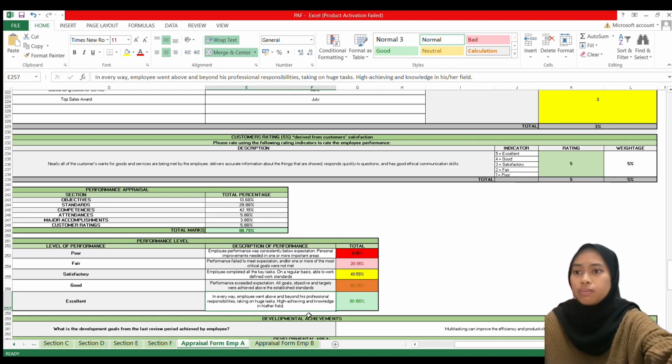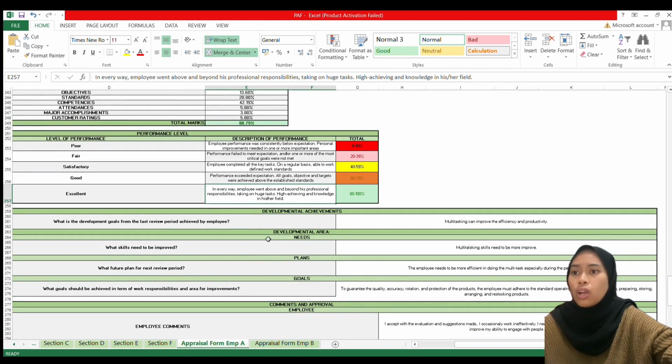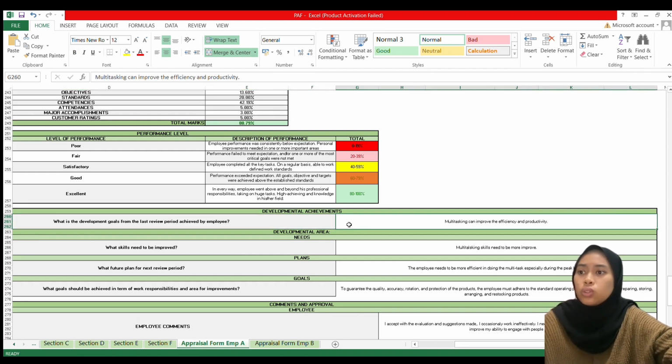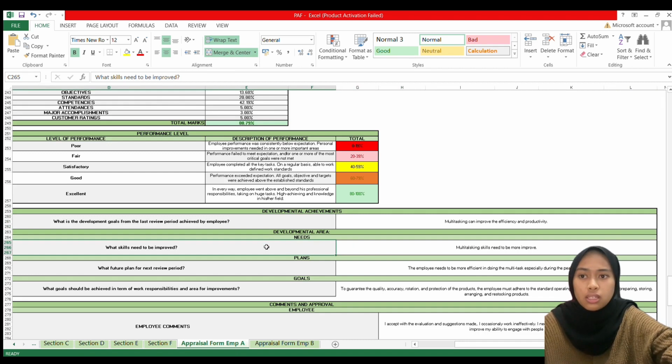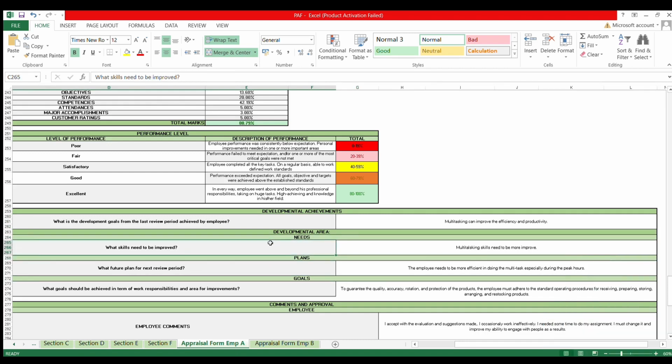For the evaluator, they need to evaluate the overall employee rating, whether excellent, good, satisfactory, fair, or poor. If it's excellent, they can tick the excellent box. The evaluator will need to put their name, employee ID, and job title, along with the next supervisor level, and optionally human resources. They will also need to put their evaluator name, employee ID, and job title.